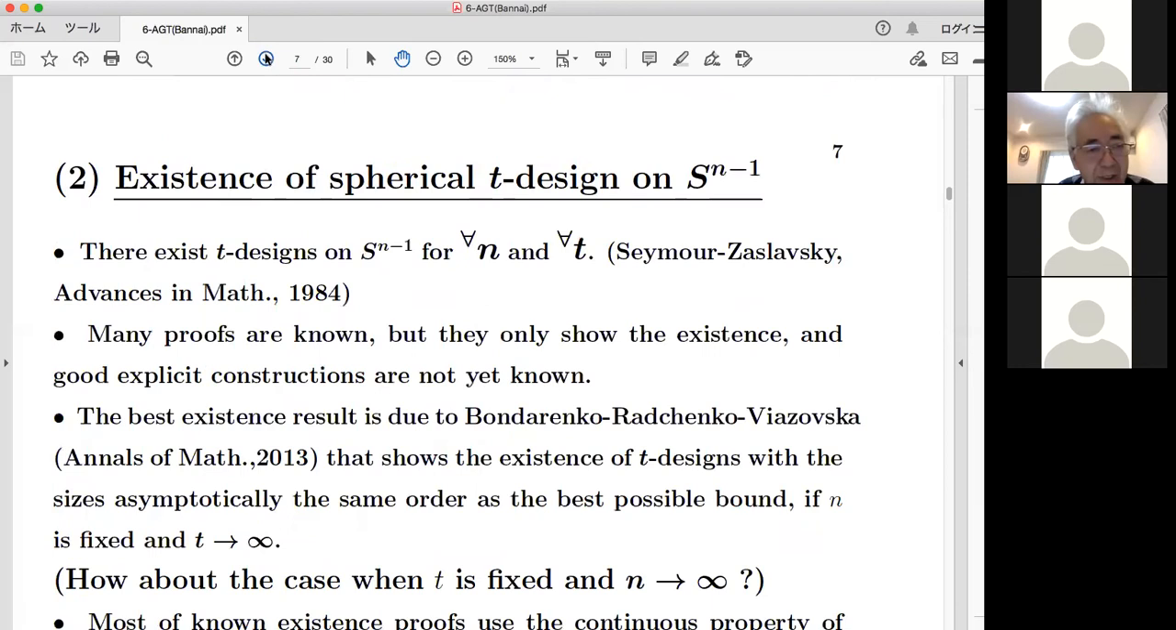Okay. Now, let me discuss the existence of spherical t-designs on the unit sphere.